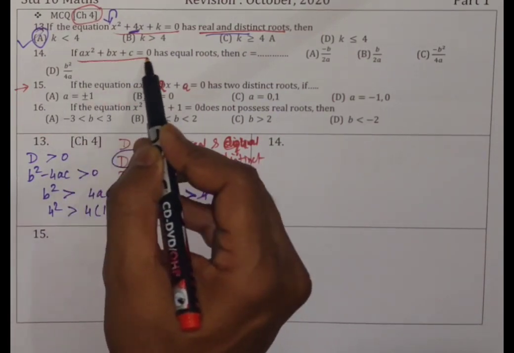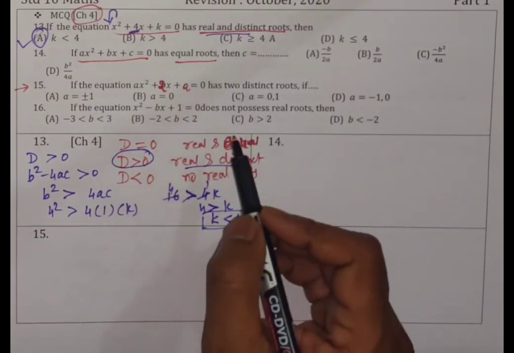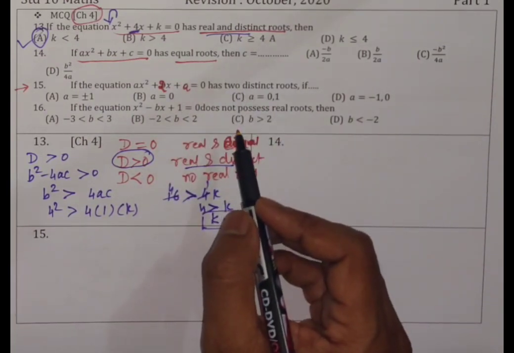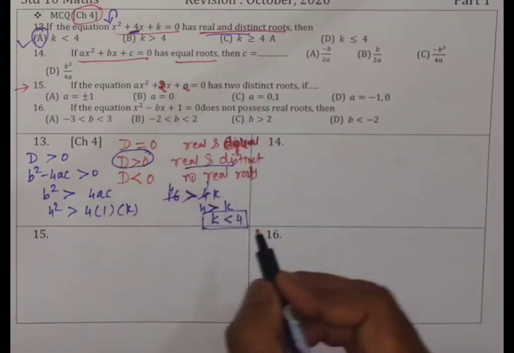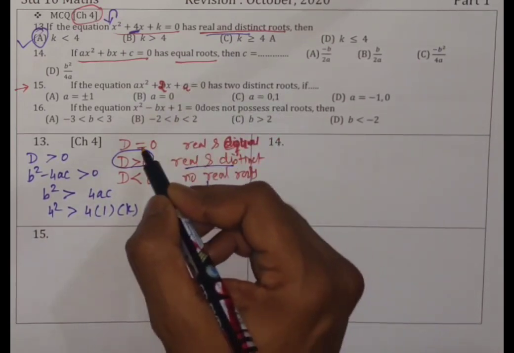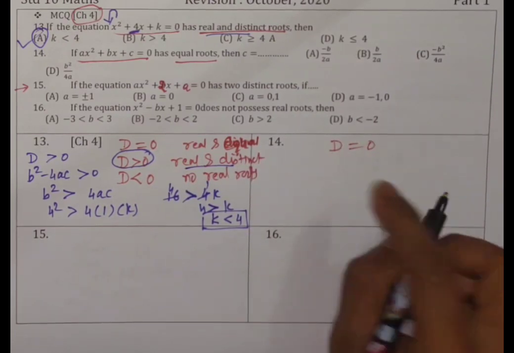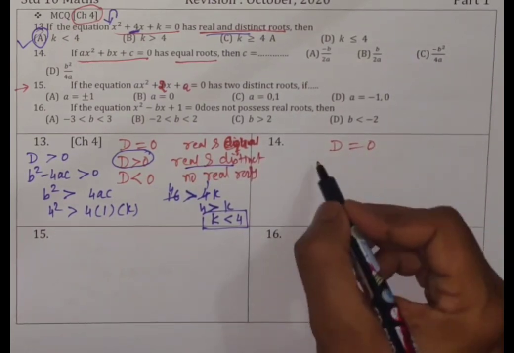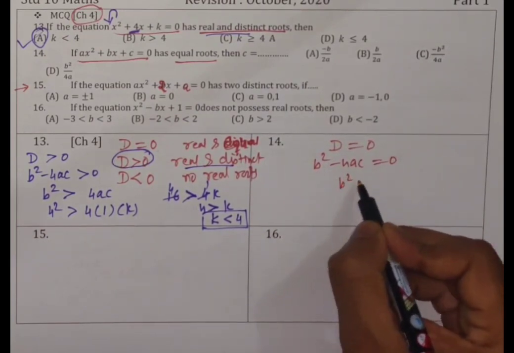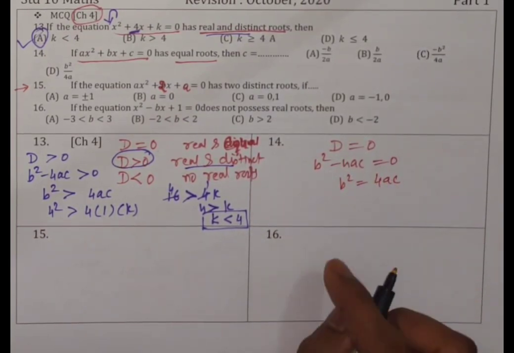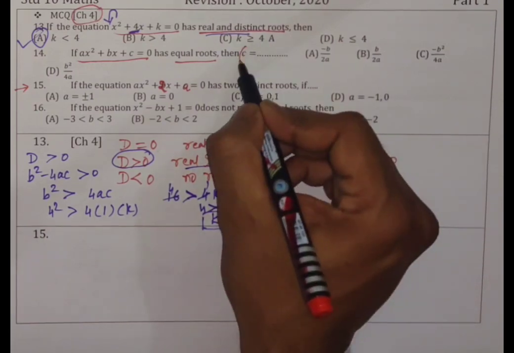Next, number 14. If this quadratic polynomial has equal roots, then c is equal to dash. Children, this is the standard form only. And where is equal roots? This is discriminant D equal to 0. Here it is not inequality, it is equal to. So b square minus 4ac is equal to 0. So b square is equal to 4ac. I got this, but I need the value of c.